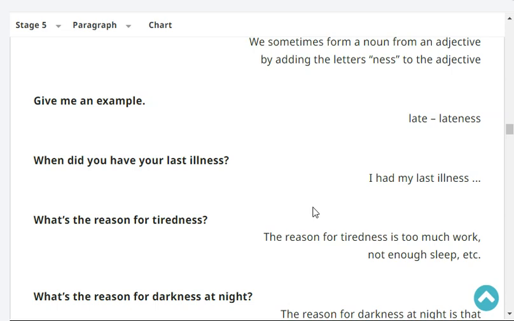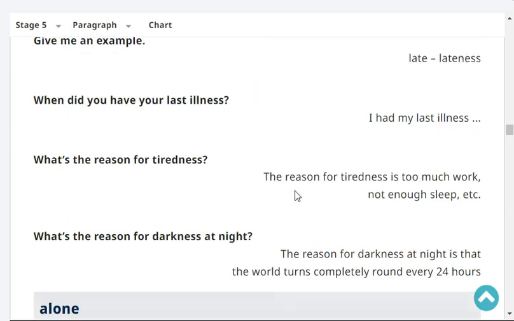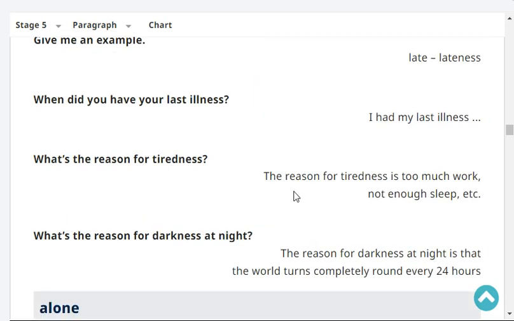When did you have your last illness? My last illness was 1 year ago. Very good. What's the reason for tiredness? The reason for tiredness is too much work, not enough sleep, etc.